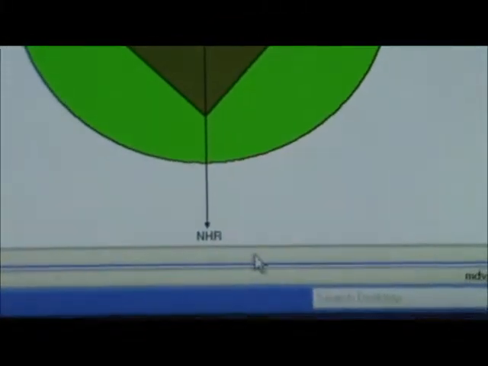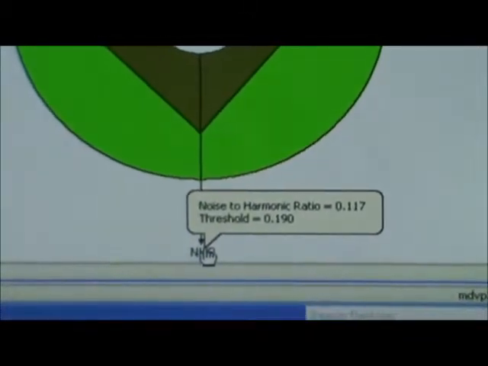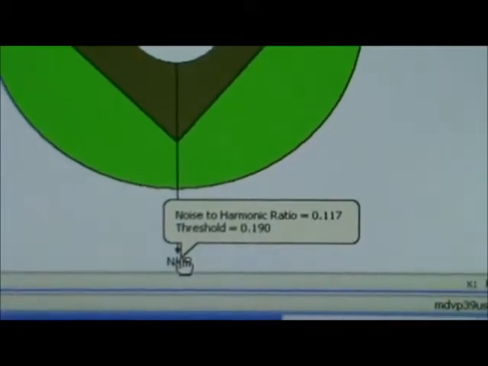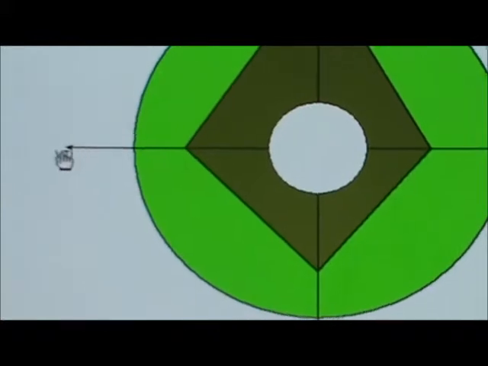And then down here is the noise to harmonic ratio, so that's the ratio of the pure harmonics to the scattered noise, and the threshold is 0.19, and mine was 0.117, so well within normal limits. And we're not going to worry about this voice turbulence index.